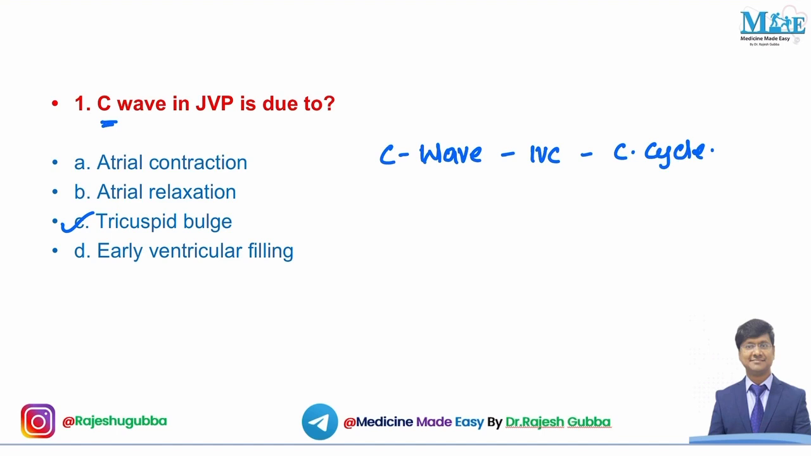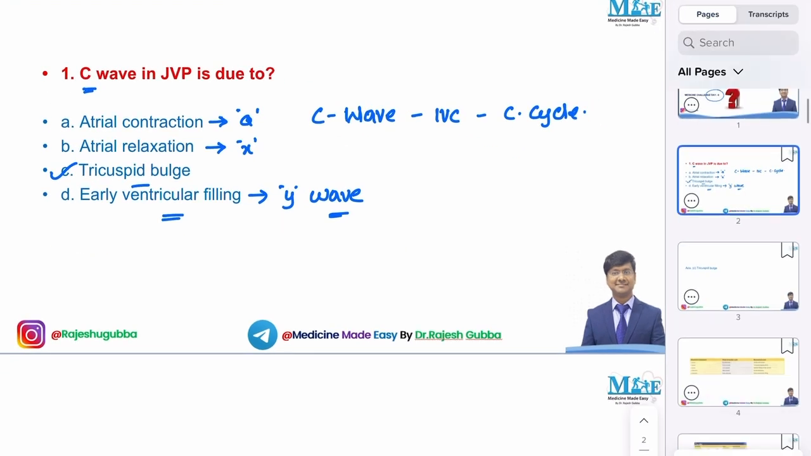Whereas the atrial contraction will give rise to the A wave in the JVP, and atrial relaxation corresponds to the X wave in the JVP, and early ventricular filling, which is nothing but your atrial emptying, corresponds to your Y wave in the JVP. So the answer to this question is the tricuspid valve bulge. Now let me go on to the next question.